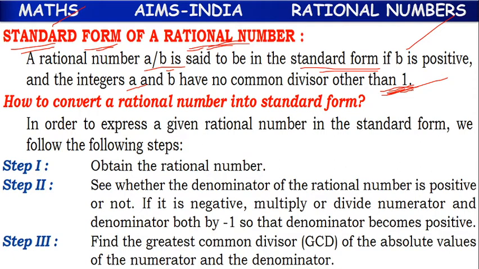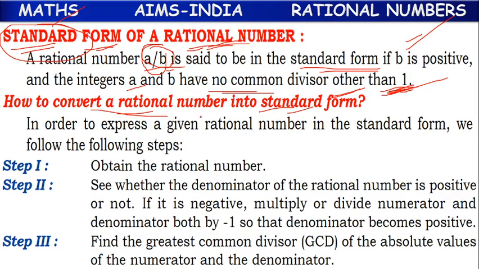If they are in lowest form, and if the denominator is positive, then we can tell that it is in standard form. Here two things we have to keep in mind. A and b, both numerator and denominator, should have no common divisor other than 1, and b is to be positive. If it satisfies both the conditions, then it is in standard form.